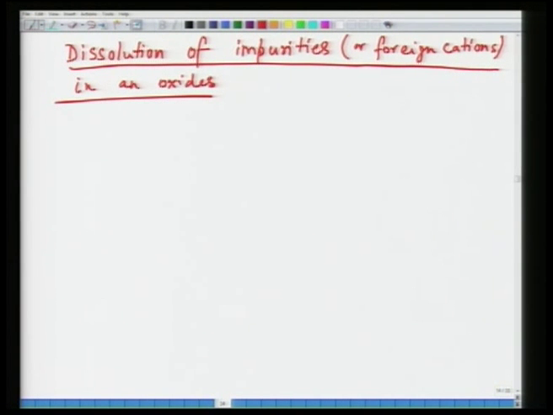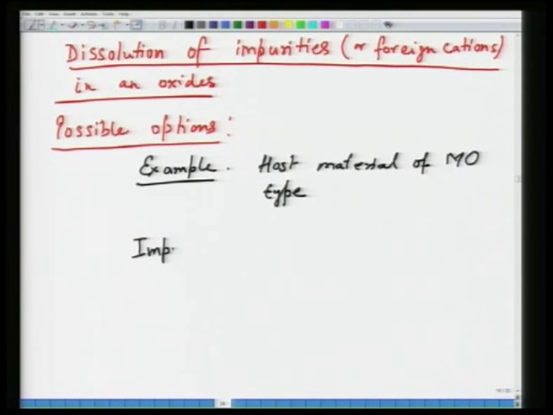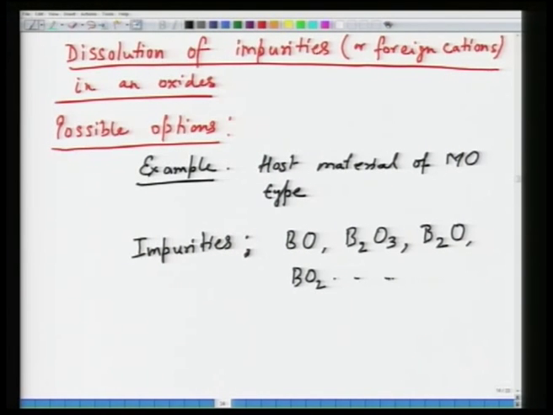So, here the possibilities are various. For example, the host material would be of MO type. Now, impurities can be BO or B2O3 or B2O or BO2 and so on and so forth.